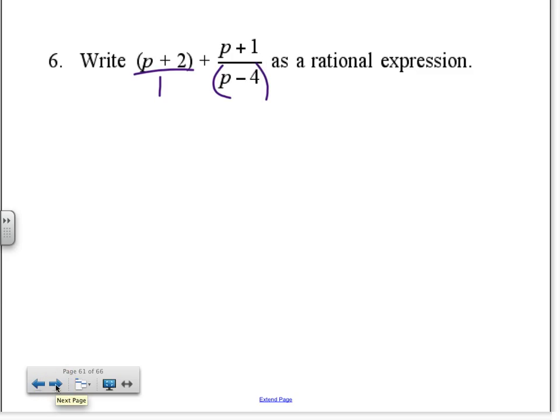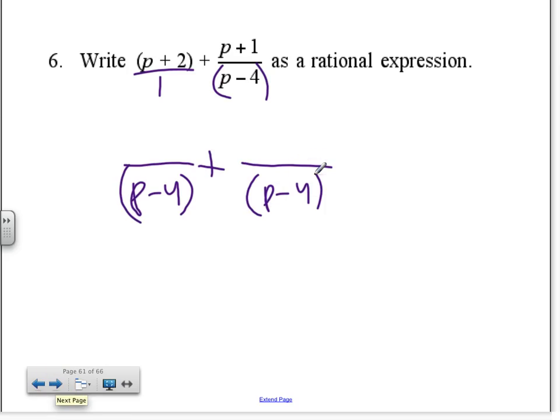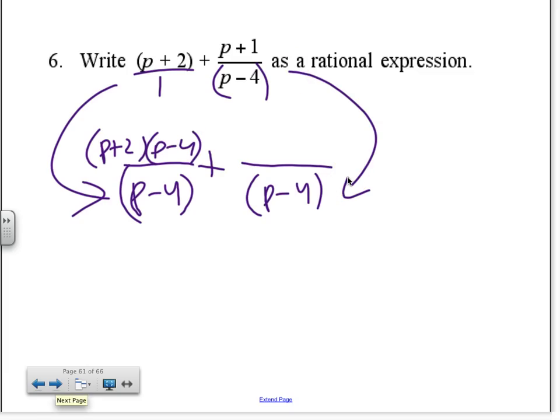P minus 4. So what I'm going to do next is set up my new fraction with a new denominator of p minus 4. And I start comparing. What do I need to multiply 1 by to make it p minus 4? P minus 4. So whatever I do to the bottom, I have to repeat to the top. So now the p plus 2 will be multiplied by the p minus 4. Here, this is already the same, so do I need to alter the top? No. So the top simply is going to remain the same, right?